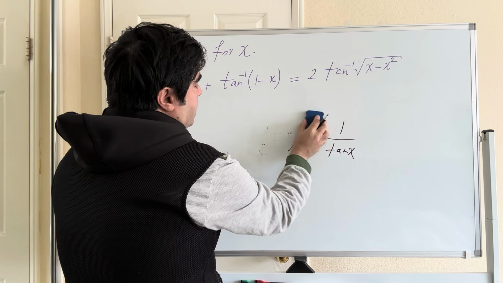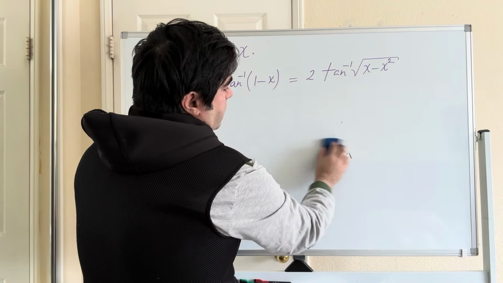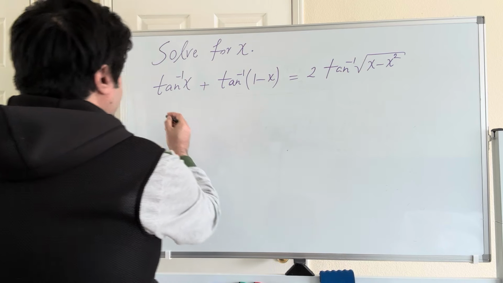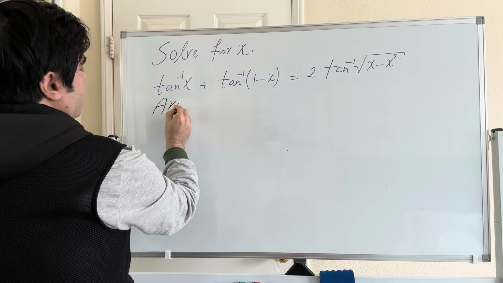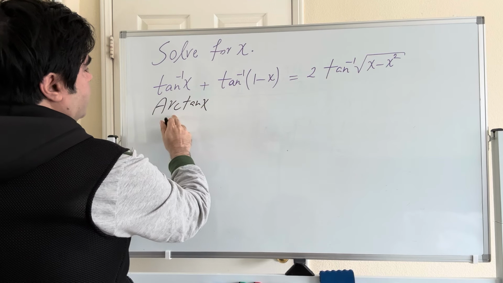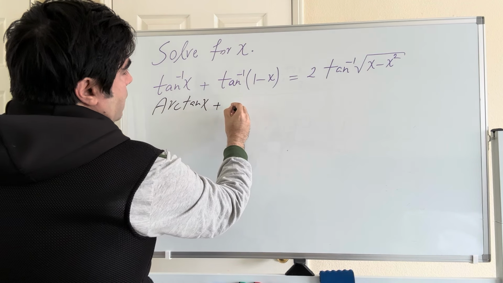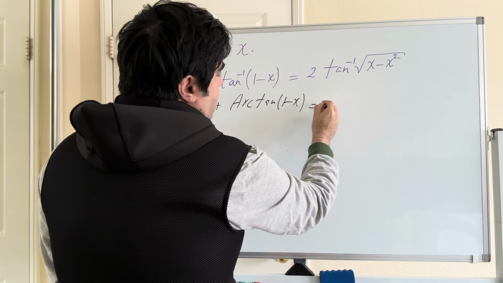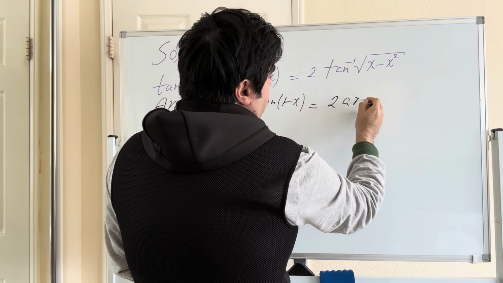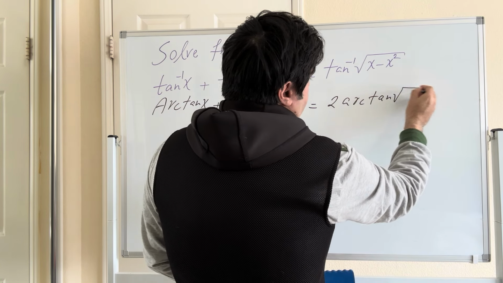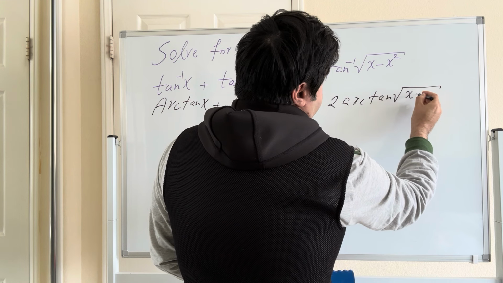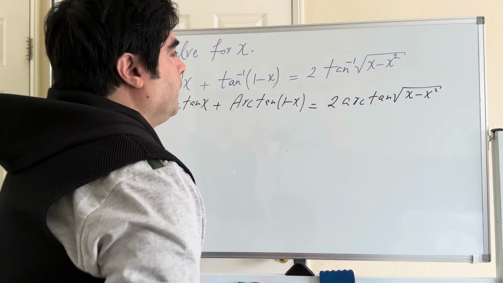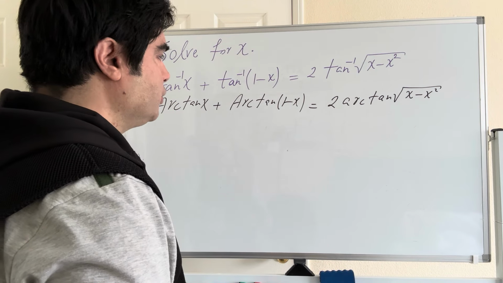So now we know this is an inverse function in trigonometry. And the other way to show this is arc tangent of x. Arc represents inverse. Plus arc tangent of 1 minus x equals 2 arc tangent of the square root of x minus x squared. All right. So we have an inverse function here.